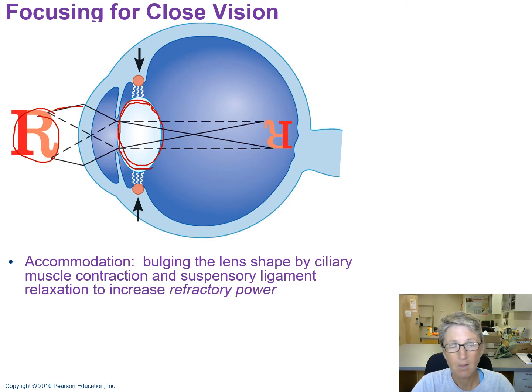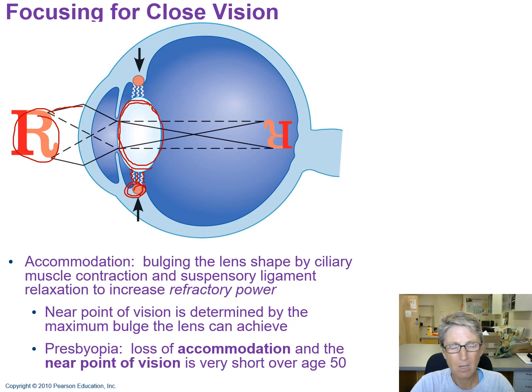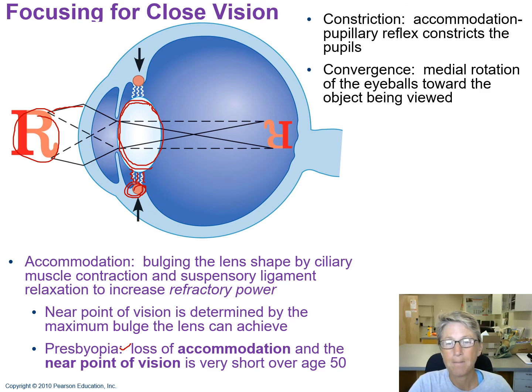A bulging lens in this case. The way you get a bulging lens is the ciliary muscle here contracts, and then see how these suspensory ligaments now are slack, so they're not tight anymore. That allows the lens to bulge. And there's a condition called presbyopia. You lose this ability of accommodation, and the near point of vision is very short over age 50.